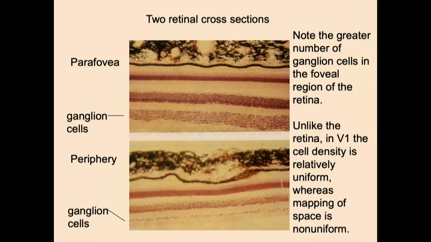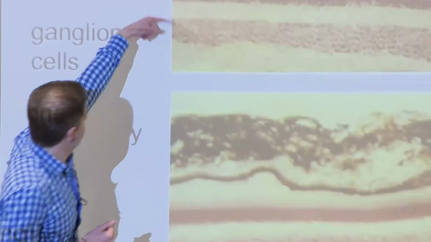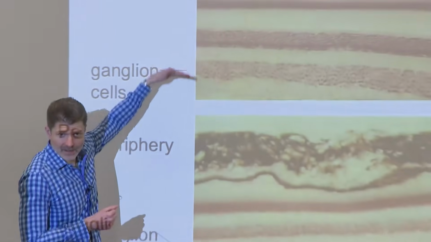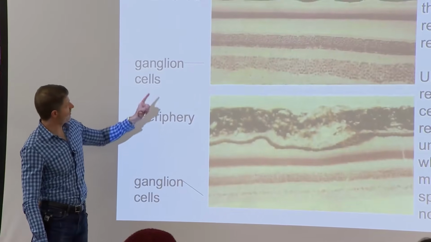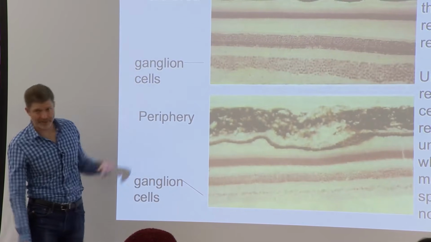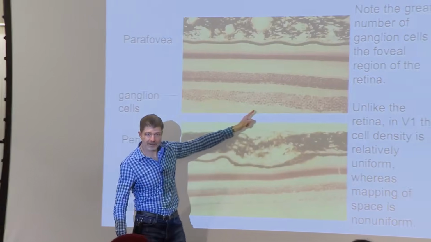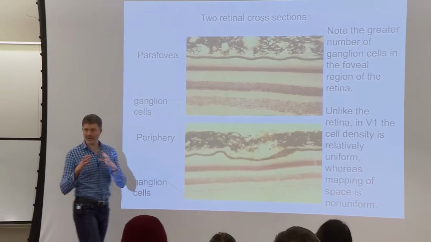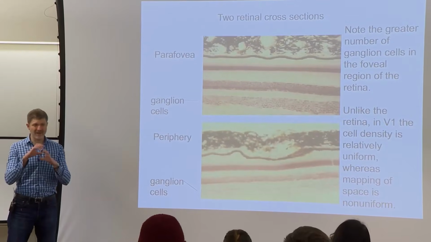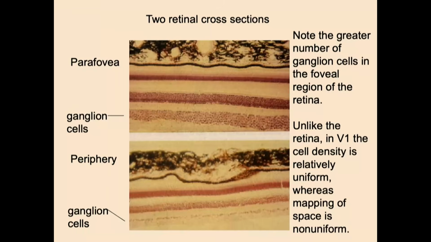We can get some insight into this from looking at the retina. These are two cross sections of the retina. This is the ganglion cell layer. That's the photoreceptors. Remember, you have all these cell layers in the retina. And this is what's called the parafovea, right next to the fovea. You can see there's a lot of ganglion cells, because near the center of gaze, the image is sampled very densely. There's a ton of photoreceptors, lots of ganglion cells, small receptive fields, high resolution.